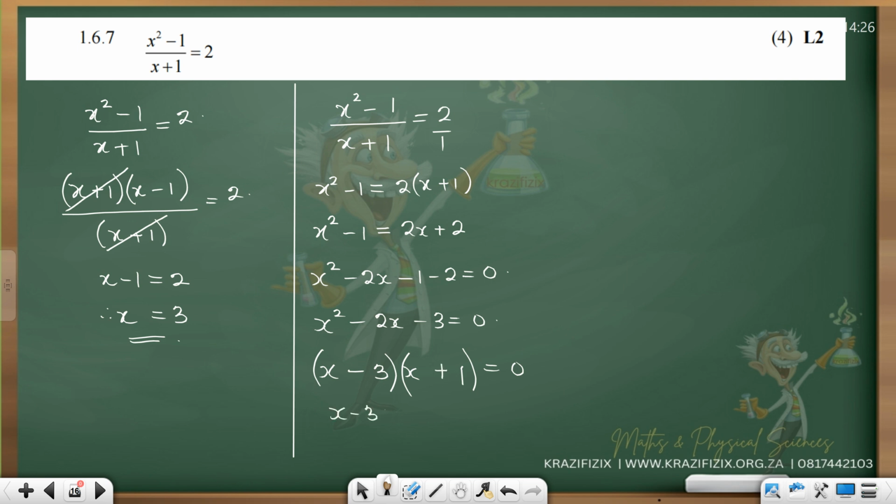Now, x minus 3 equals to 0, or x plus 1 equals to 0. Therefore, x equals to 3, or x equals to negative 1. Let's call this learner A. And let's call this learner B. Who will get full marks? Who would get full marks?